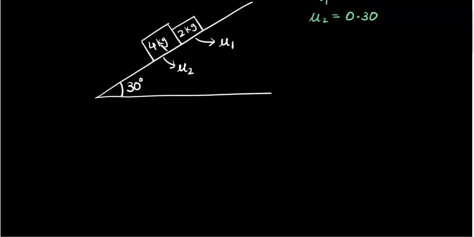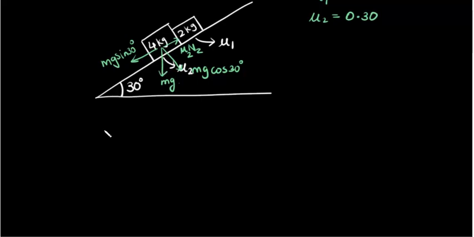So the acceleration for the 4 kg block, if we assume that they are moving separately, will be: we have this as mg cos 30, this component, this will be mg sin 30. And the friction will be in the backward direction. Let's call this mu n, that will be mu2 n2. This is the second block, so n2.